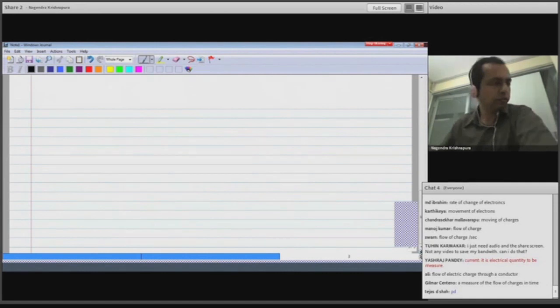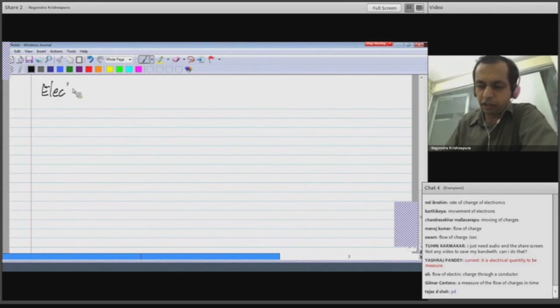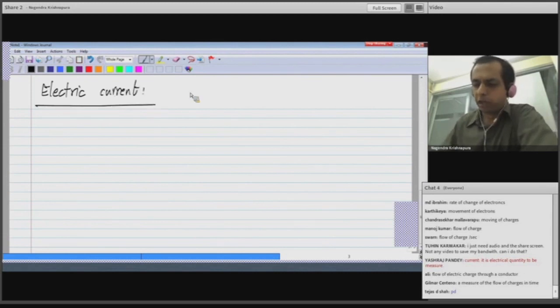Now, first let me take an electric current. An electric current, usually denoted by I, is the rate of flow of charge across some surface. Okay.